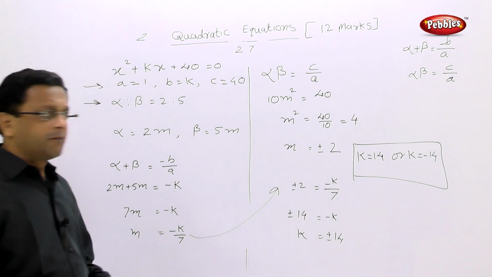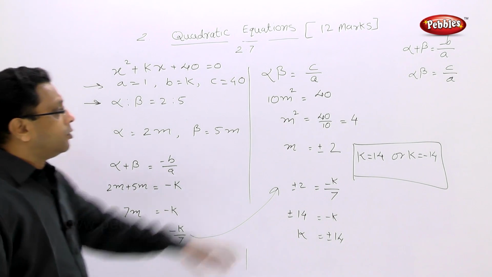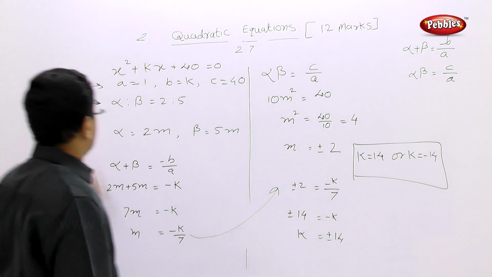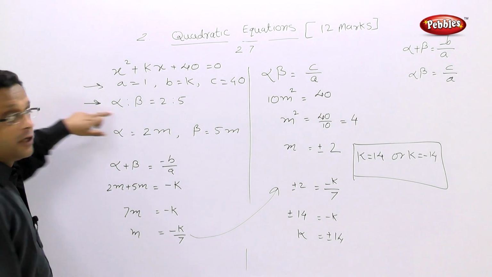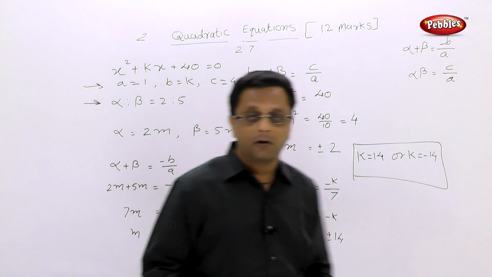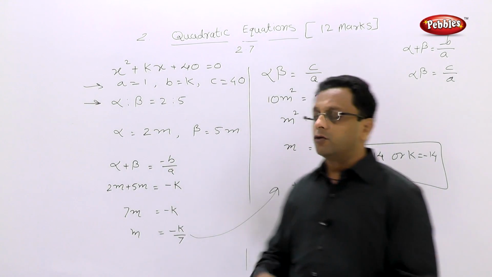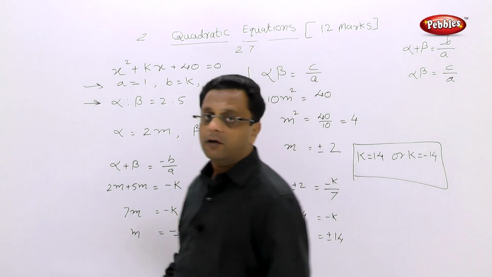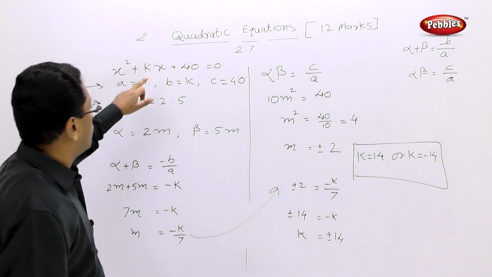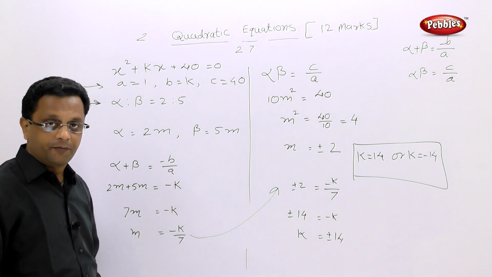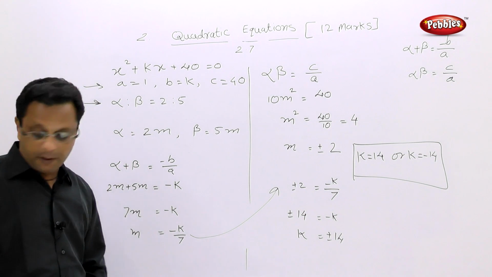So these kind of examples are very simple. You know alpha plus beta, you know alpha beta. One more relation will be given here, maybe multiples of this or ratio of this or square of this, whatever it is. So you get 3 equations, and from that you are going to find the value of k, which is missing here. Okay, let us see one more example.